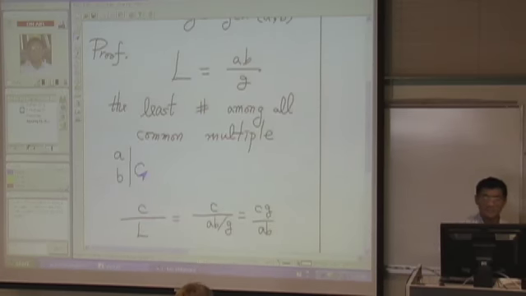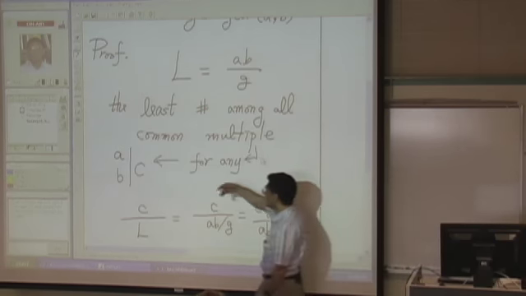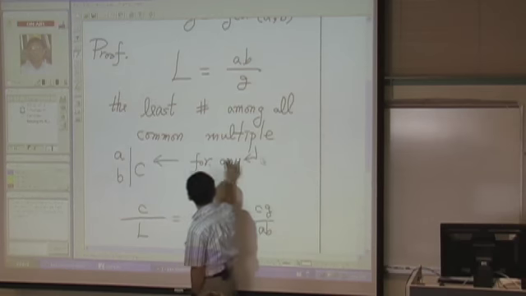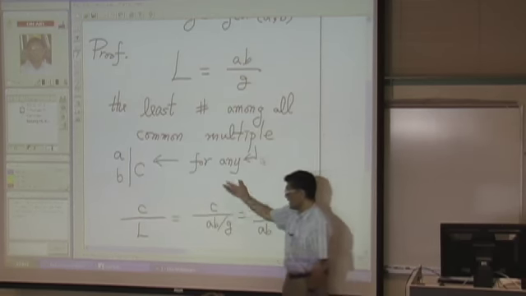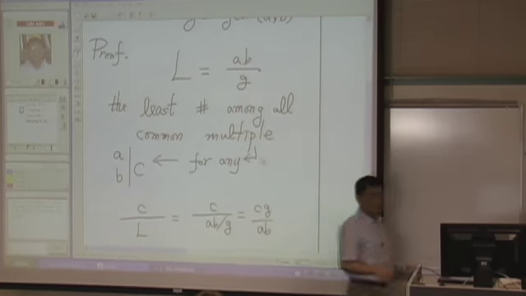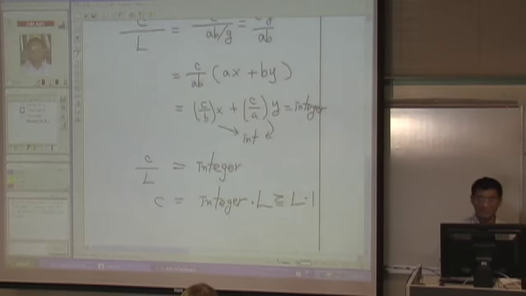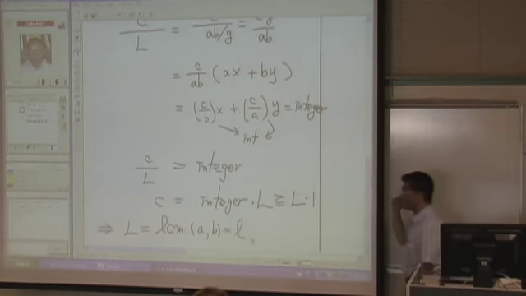So this is not an artificial one. For any common multiple of A and B, we could prove this. This means the L that we defined, because of this reason, our uppercase L is the LCM, right? The least common multiple of A and B, or just L. And then we complete the proof.